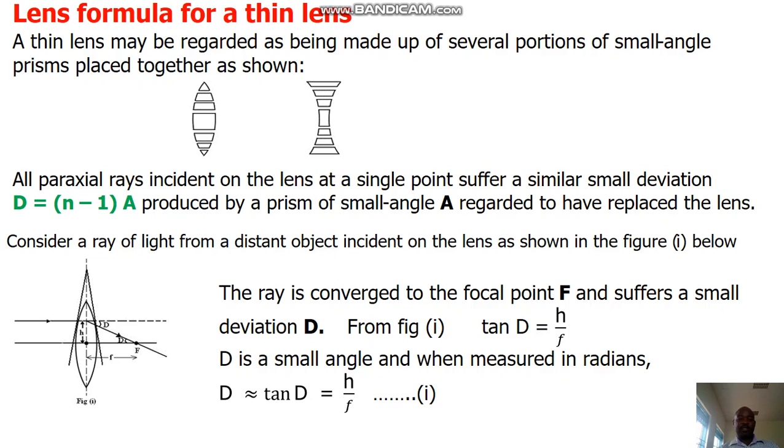Consider a ray of light from a distant object incident on the lens as shown in figure 1. The rays converge to the focal point f and suffer a small deviation d. From the figure, tan d equals h over f. D is a small angle and when measured in radians, d is approximately equal to tan d, which equals h over f.